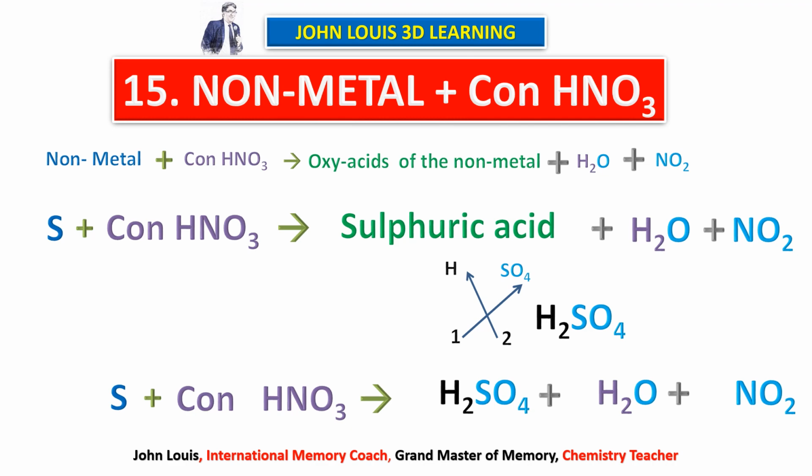Here sulfuric acid is stable; only sulfurous acid is unstable and will decompose. Therefore, it remains as H2SO4 only. Now we need to balance the equation. Once you balance it, you will get these numbers. Okay, let's see one more example.